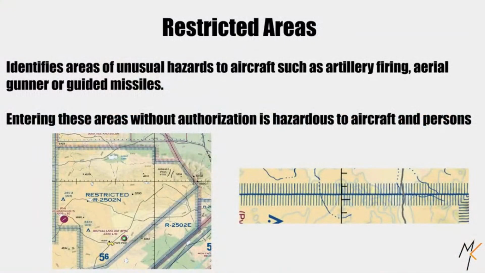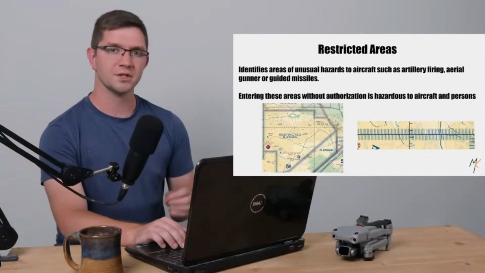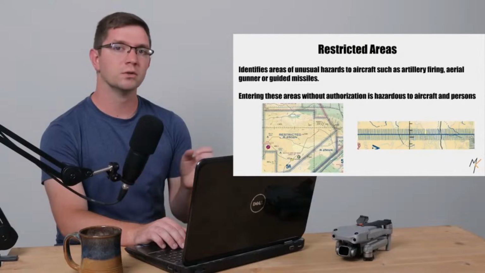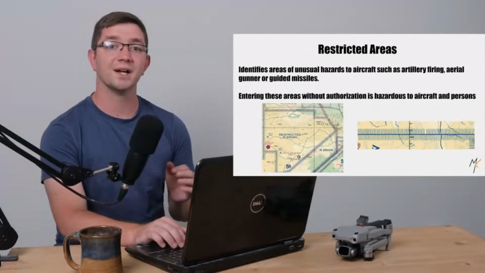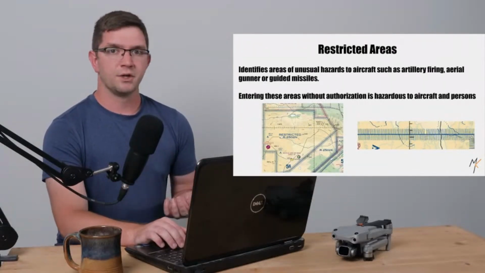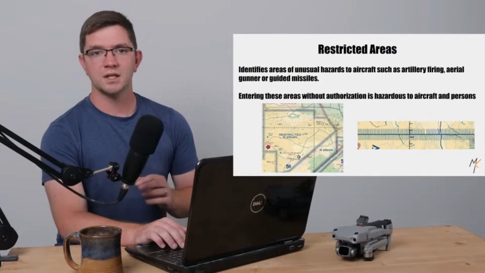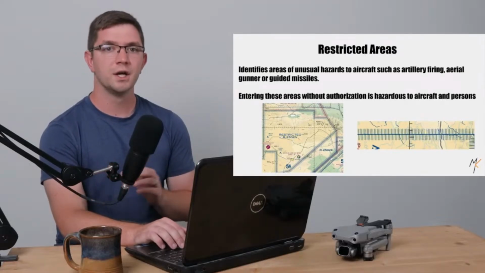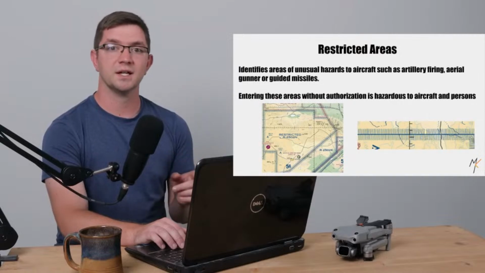Next is restricted areas. These are going to be identified with this distinct blue pattern, and what exactly is going on in a restricted area can be anything from guided missiles to artillery. So if you need to fly in a restricted area, you need to get permission or fly when you know the restricted area is not active. Some restricted areas do have specific times of the day that you can fly through, and you can find that info on the back of a sectional chart by referencing the number assigned to that area.